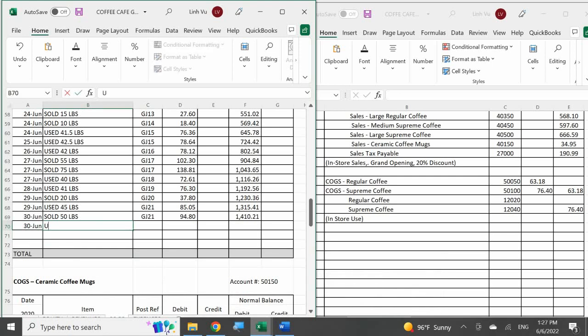Okay, and of course, we also have to update my supreme coffee here. Okay, we used 40 pounds, for a grand total of $76.40.